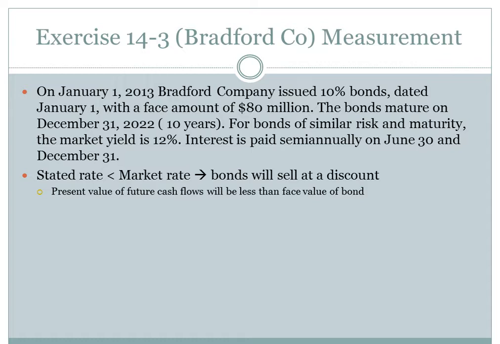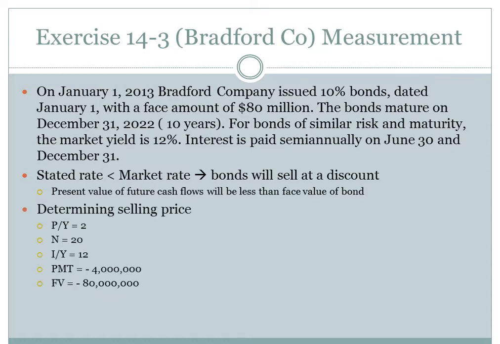So now we need to deal with the actual measurement. What is the dollar amount that Bradford is going to collect from investors? We know that the amount is going to be something less than $80 million. That's what it means for the bonds to sell at a discount. So we need to collect and organize some information to make it useful for determining the present value of the cash flows.